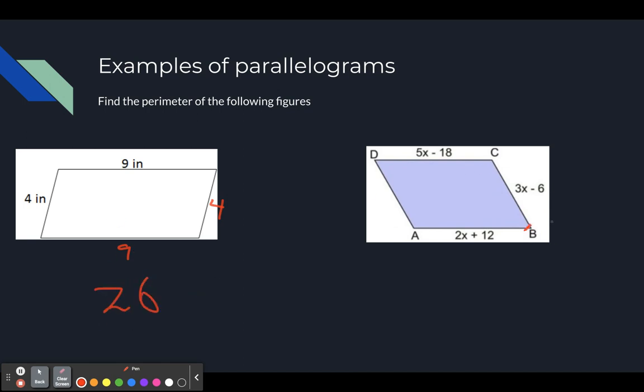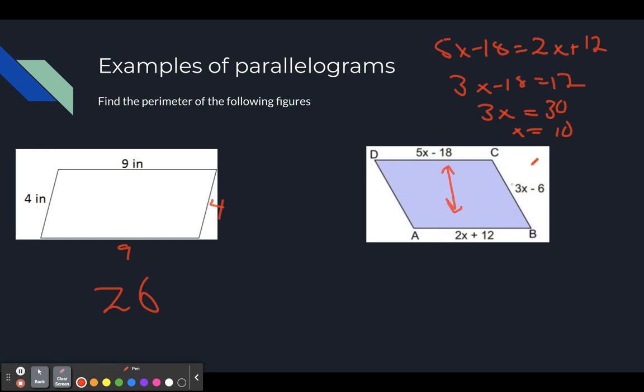Over here, we have a bunch of x's, so we need to find out what x is before we can figure out what the side lengths are. Again, remember, opposite sides are equal to each other, so we can set that up as 5x minus 18 is equal to 2x plus 12. We subtract 2x: 5x minus 2x gives you 3x minus 18 equals 12. Add 18 to both sides. 3x is equal to 30. Divide both sides by 3, and x is equal to 10. So that's what x is.